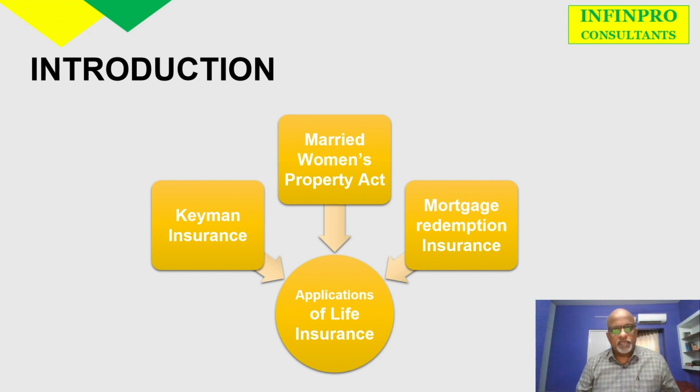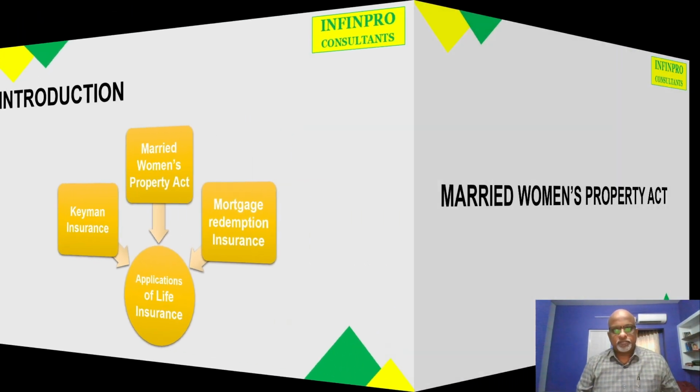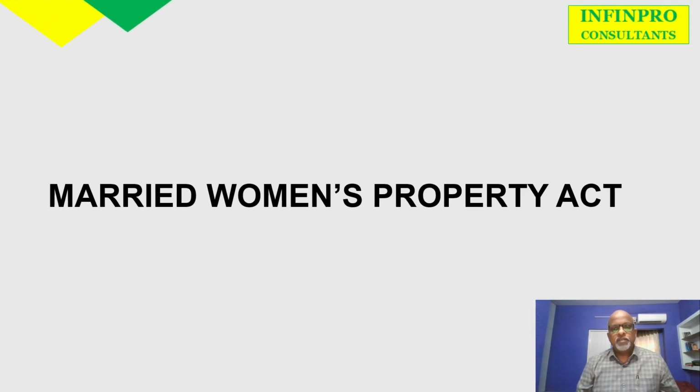So we will touch base upon three different aspects of life insurance application. One will be the Married Women Property Act. We will also understand Keyman insurance, and we will also understand mortgage redemption insurance. So, Married Women Property Act. What is the Married Women's Property Act?